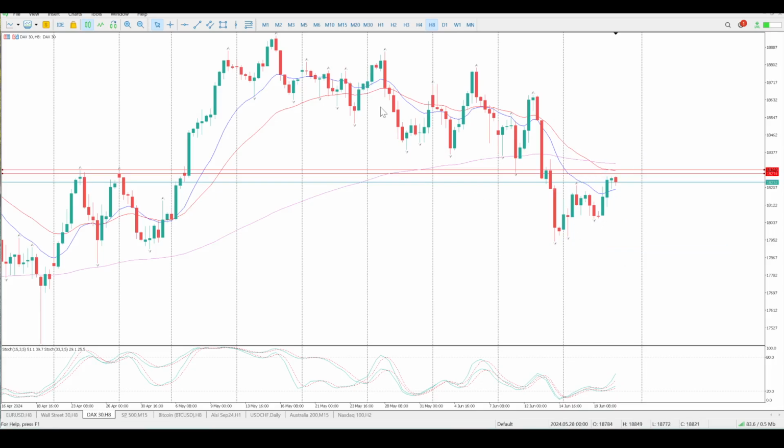So quite easy to trade. That would be the break of the flag, which was at 18,060. So you'd want to see a break and a retest and then start rolling before you get in on it.